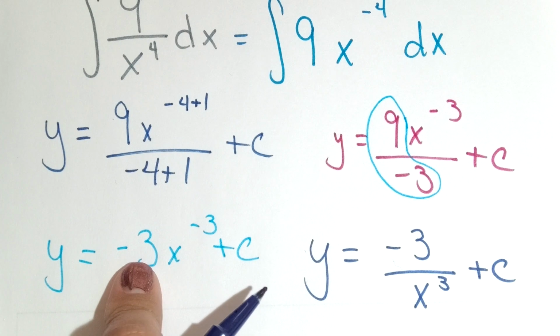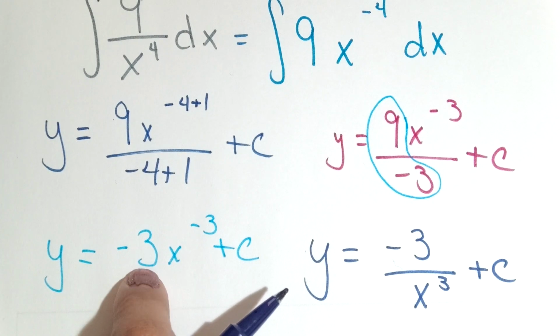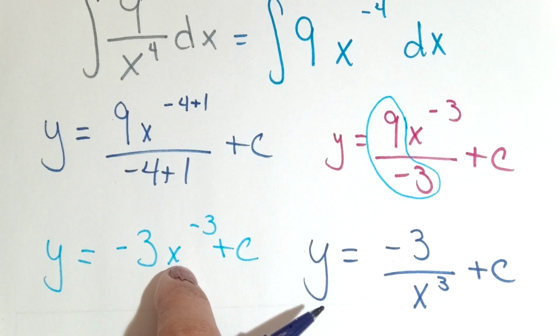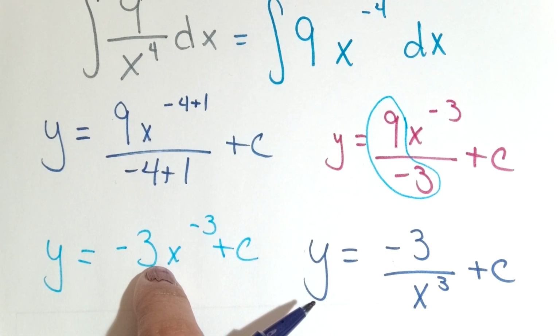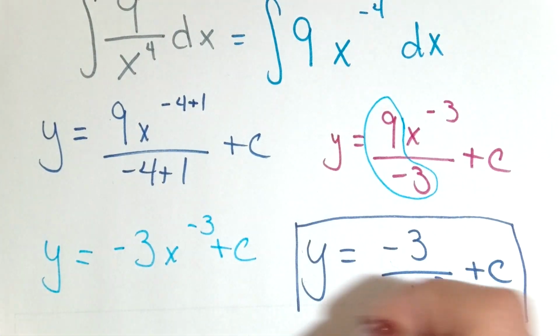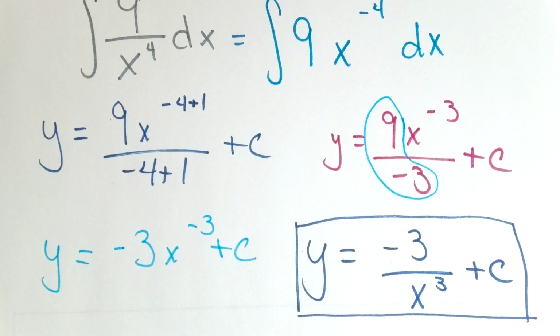Keep in mind that when we have a coefficient, it creates a fraction when you put it back. So don't put -3 plus 1 over x cubed. Make sure you put the variable with the exponent underneath the coefficient.